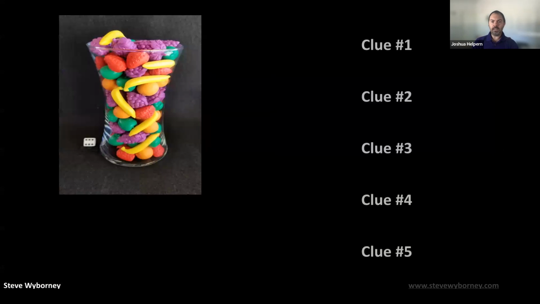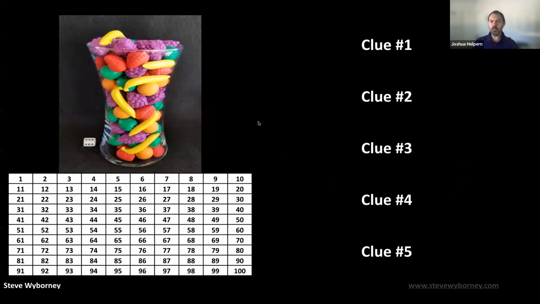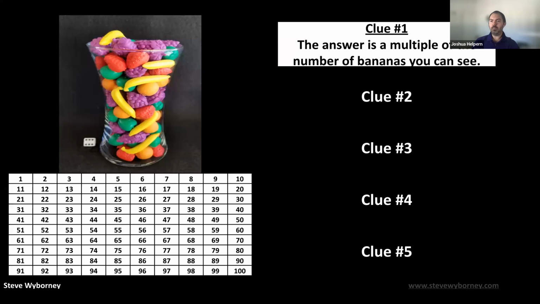And in his newer ones, like I said, he's got the interactive built in. So he puts the 100 chart up here that you can use, or you can just keep it as the picture and have them doing their own 100 charts. So clue number 1 on this, the answer is a multiple. Awesome. Thank you, Carrie. The answer is a multiple of the number of bananas that are in there. Okay, so we got to count the bananas, and I count the bananas and I see it's 6.